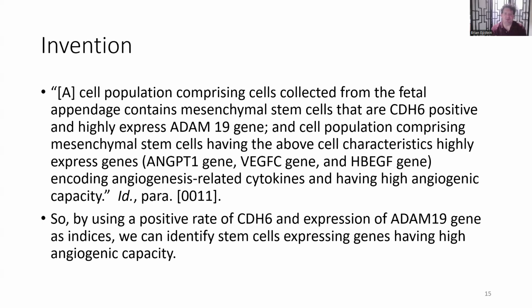So, by using a positive rate of CDH6 and expression of the ADAM19 gene as indices, we can identify stem cells expressing genes having high angiogenic capacity, right? We can't directly measure angiogenic capacity, I guess. I don't know. But we can instead look at these two things and determine it.